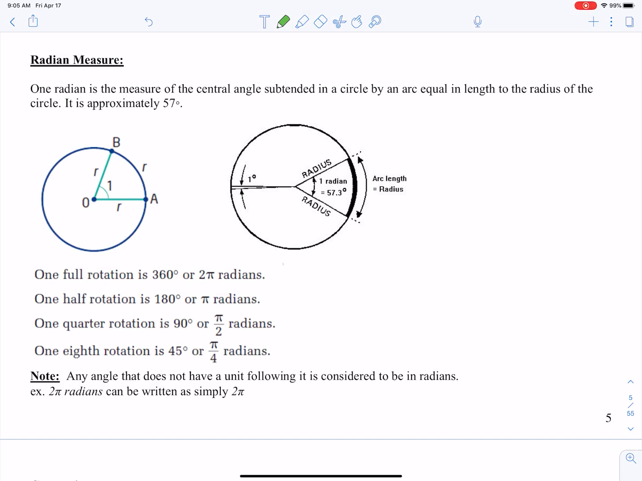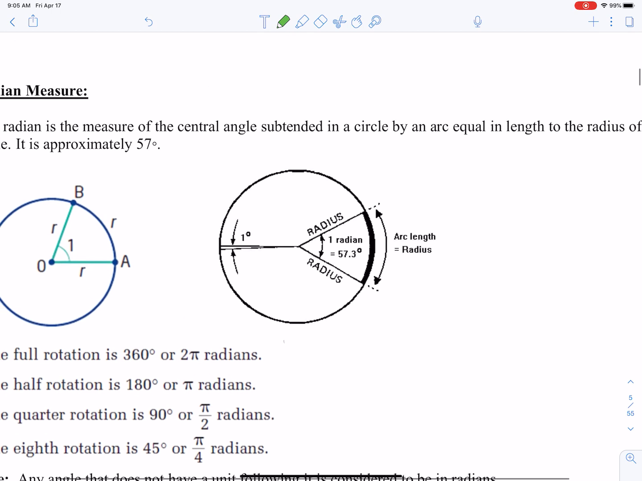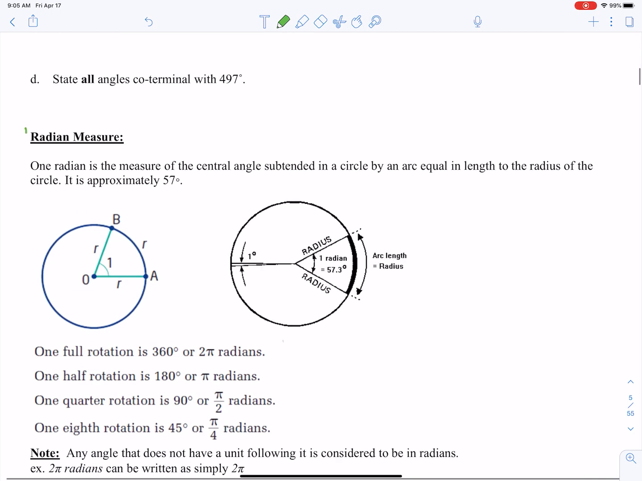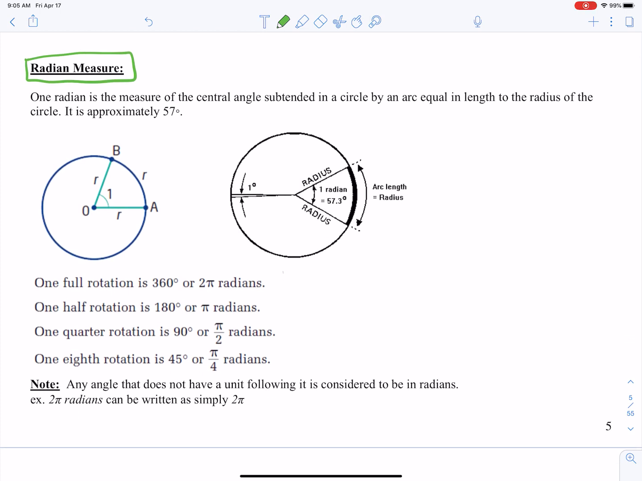All right, now we're going to talk about something you haven't seen before. We are going to look at radian measure. Now, radian measure is just another way to measure angles. Just like we've always done it in degrees, this is just another measure.